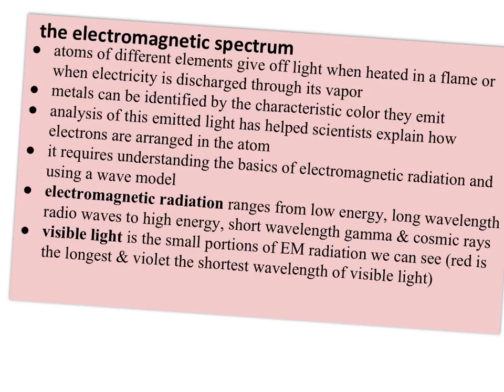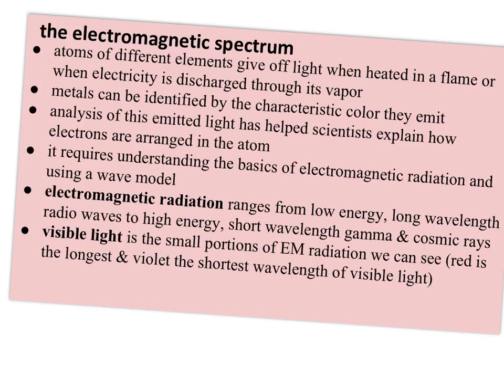So atoms of different elements were found to give off light when heated in a flame or when electricity was discharged through its vapor. That's what we do with fluorescent lights and halogen lights. And they found that metals can be identified by the characteristic color they emit. And in fact, we've done flame tests like this. So analysis of this emitted light has helped scientists explain how the electrons have to be arranged in the atom.